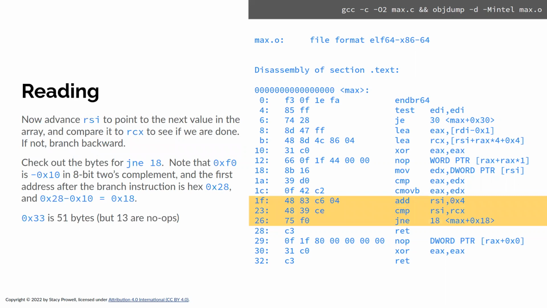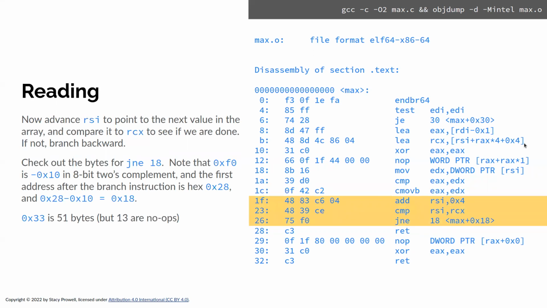All right. So now what do we do? We add 4 to RSI. Oh, look at that. RSI isn't just the start of our array. It's really a pointer to the current position in the array. And so we advance it by 4, which is the size of an unsigned int. And so we're just going to keep advancing this by 4 each time. And then we compare RSI to RCX. What was RCX? That was 1 past the end of our array.